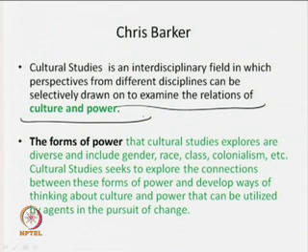So, let us read again. The forms of power that cultural studies explores are diverse and include, what are these forms of power? Gender, race, class, colonialism, etc. These are both the forms of power and the frameworks through which power operates. Cultural studies seeks to explore the connections between these forms of power and develop ways of thinking about power and culture that can be utilized by agents in the pursuit of change.